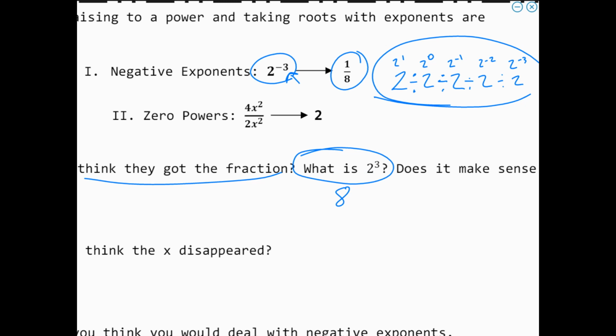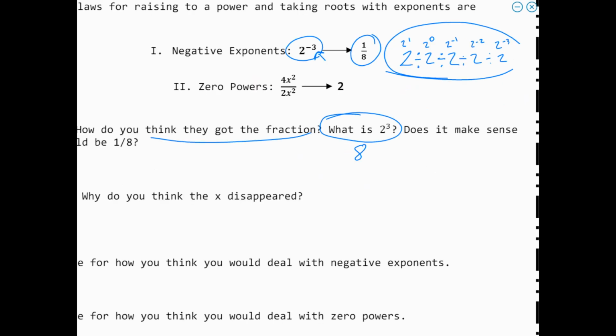So look at what 2 to the power of 3 is. 2 to the power of 3 is 8, right? What's my denominator in my fraction up there? 8. The one that we're talking about is 8. So the negative exponent means inverse of the positive exponent.